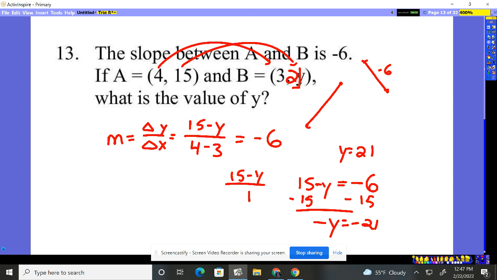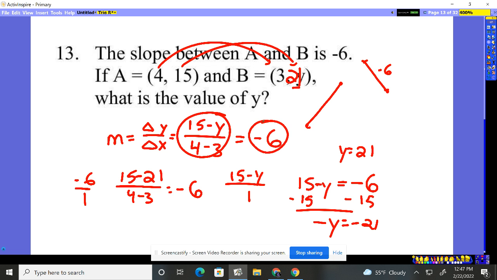And we could check it. Does 15 minus 21 over 4 minus 3 equal -6, like we had said in the beginning? Well, 15 minus 21 is -6. 4 minus 3 is 1. Yeah, -6 divided by 1 is -6. You simply set this up and set it equal to the slope of what you're looking for, and there will be your answer.